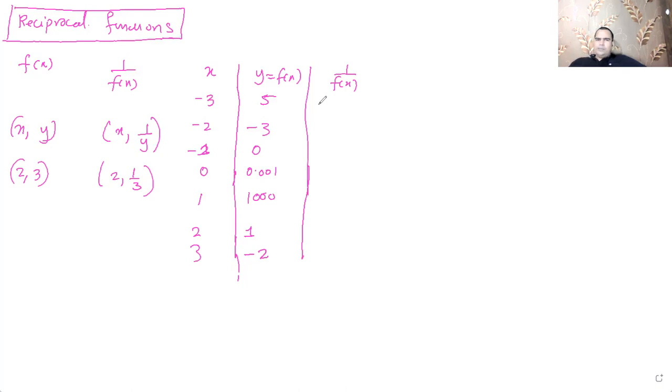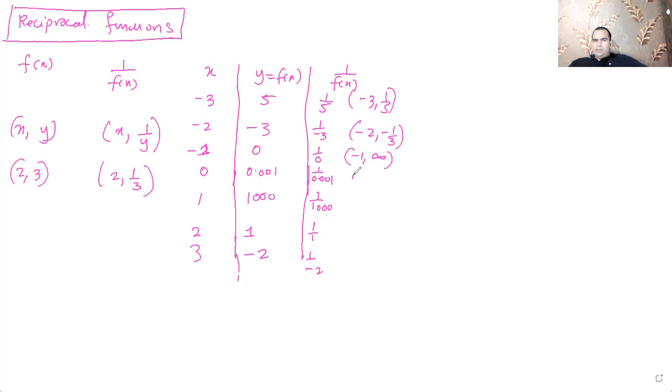Now, when you go to sketch these points on the reciprocal graph, you'll have the same x coordinate, but the y coordinate will be 1 upon 5. This is going to be 1 upon -3. This is going to be 1 upon 0, 1 upon 0.001, 1 upon 1000, 1 upon 1, and 1 upon -2. So 1 upon 5 is fine: -3 comma 1 over 5. Then it will be -2 comma -1 over 3. Then you'll have -1 comma undefined. 1 over 0 is undefined. So we'll talk about these inferences in a bit.